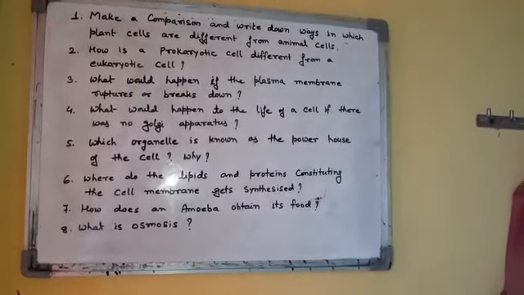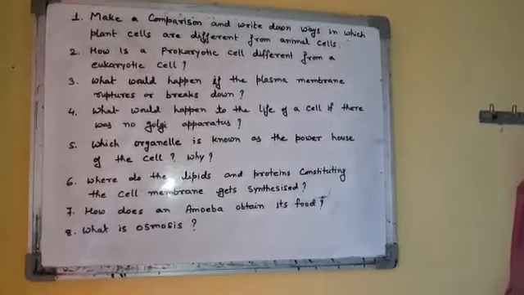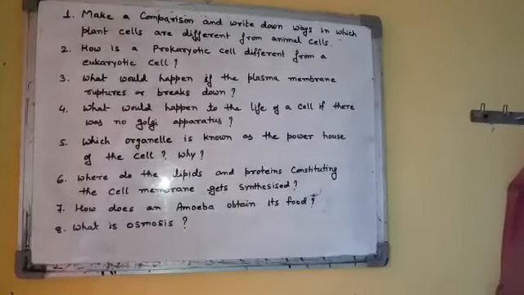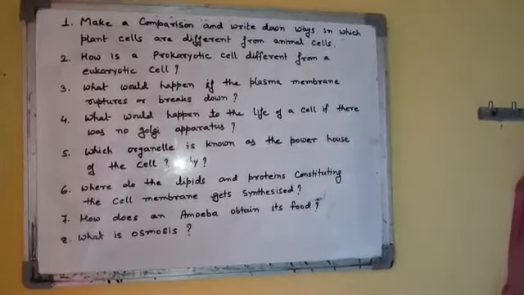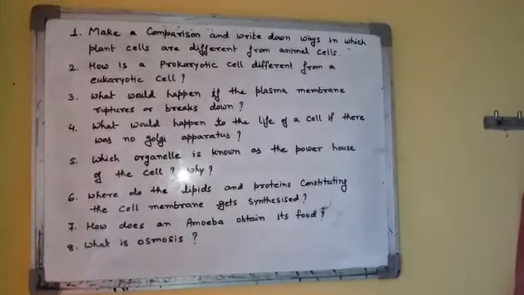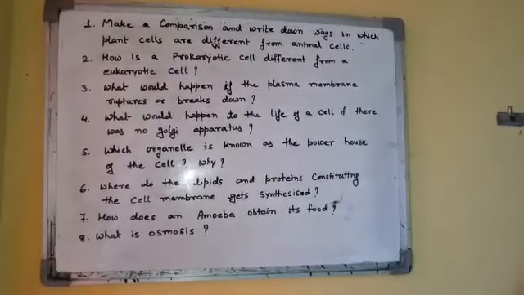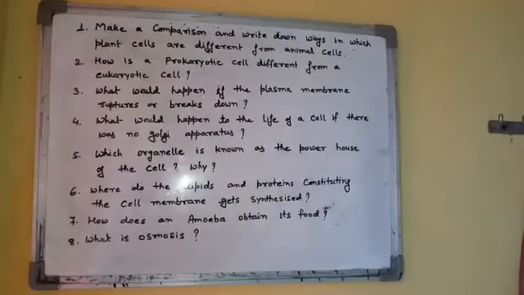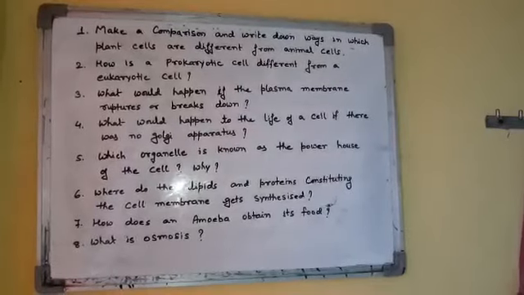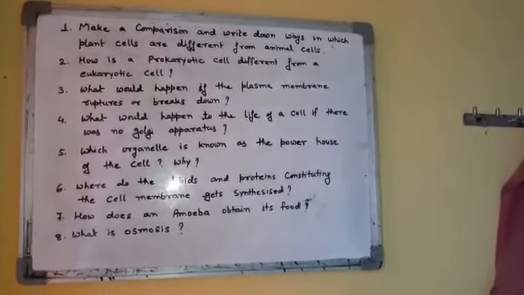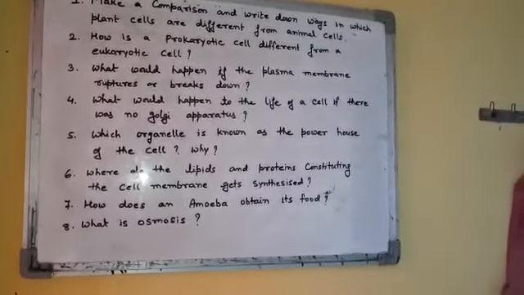The next question is asking, where do the lipids and protein constituting the cell membrane get synthesized? So what are the cell organelles where lipids and proteins are synthesized? There are two organelles where lipid and proteins are synthesized. One is related with endoplasmic reticulum. Basically both are related with endoplasmic reticulum. One part of endoplasmic reticulum is responsible for formation of lipid, and one part helps in formation of protein.